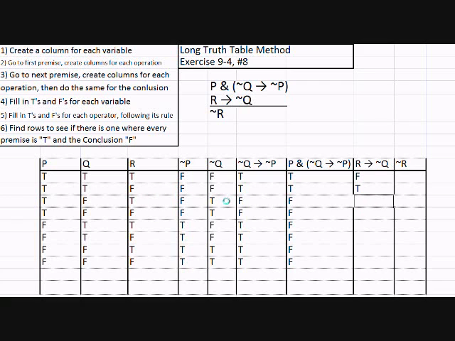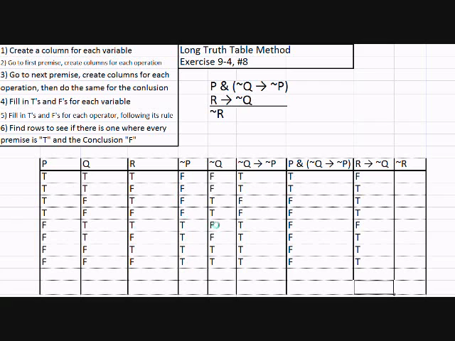False for R, true for not Q, true. True for R, false for not Q. So we have false. False for R, false for not Q. That's true. True for R, true for not Q. That's true. And lastly, false for R and true for not Q. That's true. Once again, a conditional is such that it is only false if the antecedent is true and the consequent is false. So we have two instances where that applies.